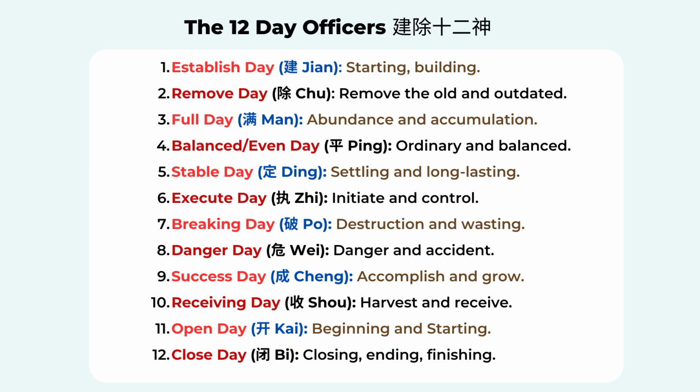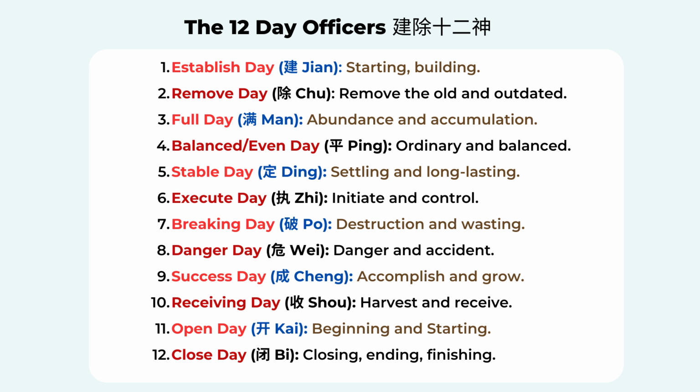The first day is the establish, and the second day is remove. The third day is full. The fourth day is even. Each day has a set of lucky activities based on the energy. And the 12 days will be repeated throughout the year. And around the beginning of the first solar term, or the 24 solar turns, there will be a repeat. If your event can match the energy of the 12-day officers, it will be very auspicious.